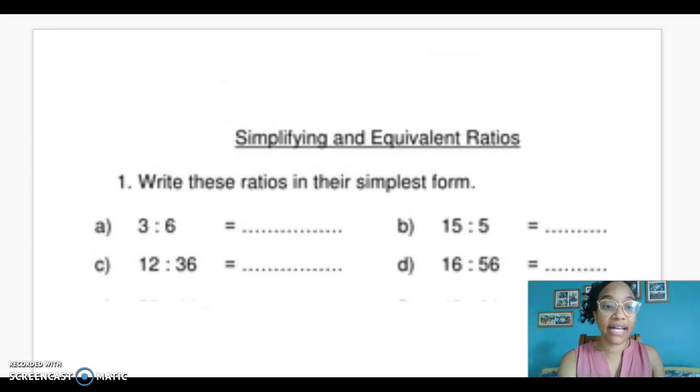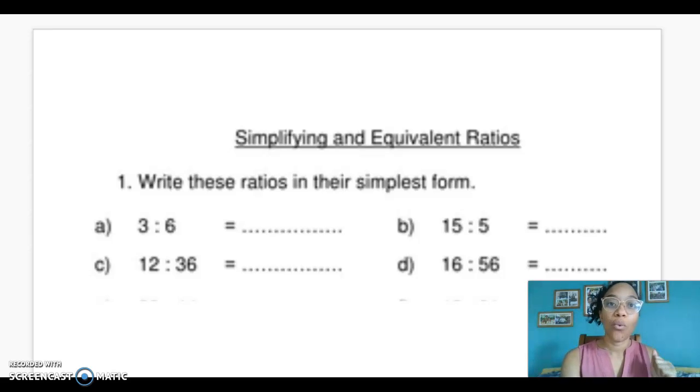Now we're going to look again at simplifying equivalent ratios. We need to write these ratios in their simplest form. That means we need to divide by a common factor until we can't divide anymore. I'm just going to help you find the common factors of each ratio, and then I want you to do the division.